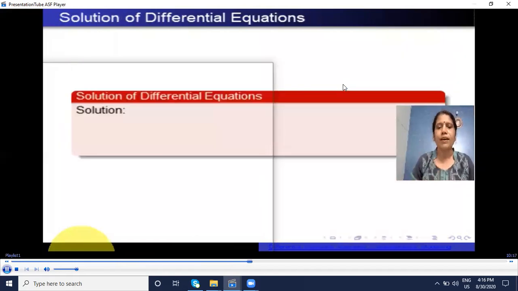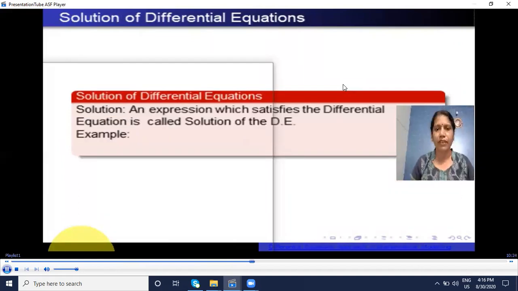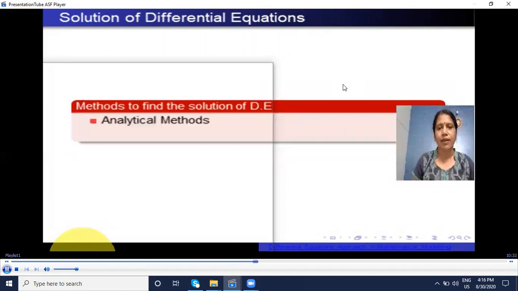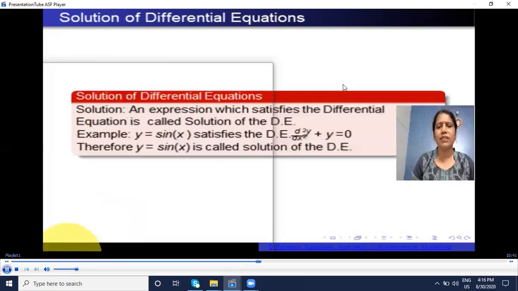Then, how can we find the solution for differential equations? The solution can be found in two ways: the analytical method and the numerical method. Analytical and numerical are the two types of methods. Then what is the solution of the differential equation? The solution of the differential equation is nothing but an expression which satisfies the differential equation.